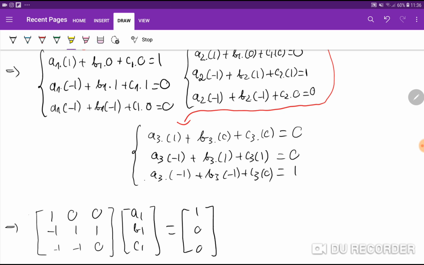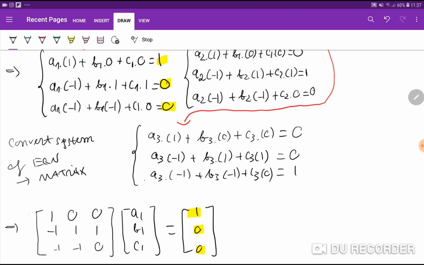So yeah, let me just highlight so y'all see. So right like this. 1 0 0. This is, you just convert the system of equations into a matrix. Okay, that's what I did. Similarly, you can write the same thing for A2 and A3.